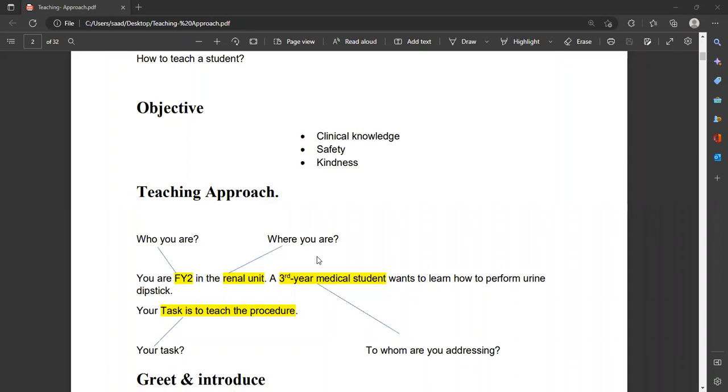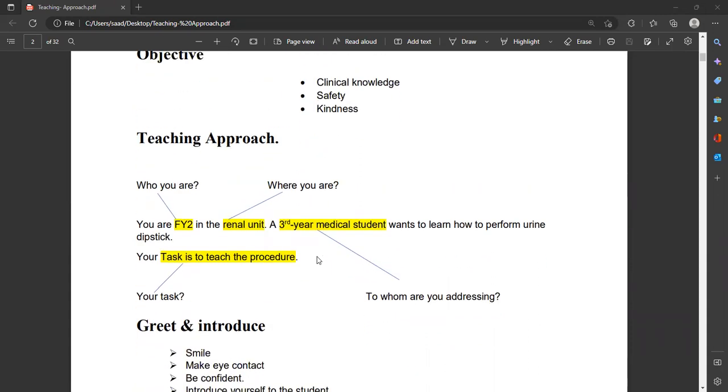In the exam, when you go to the GMC building, the invigilator before the exam will repeat these sentences: we have assessed your clinical knowledge in PLAB 1, and now we are going to assess whether you are a safe doctor and a kind doctor or not. So we will be discussing how we can get maximum marks while showing this safety and kindness.